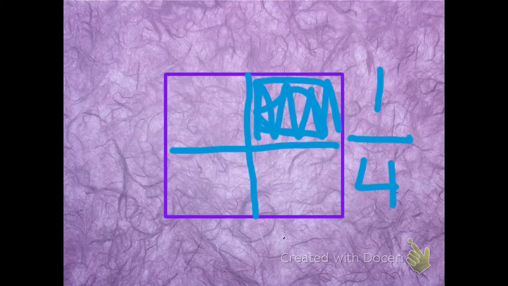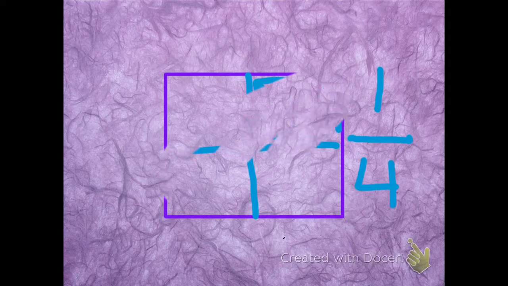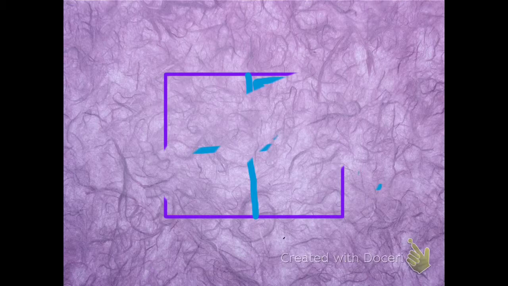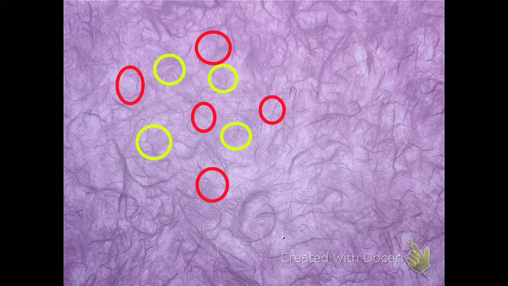But today, we're going to talk about fractions as part of a set. Let's say that I have a set of red and yellow counters, and I'm trying to figure out what fraction of my counters are yellow.